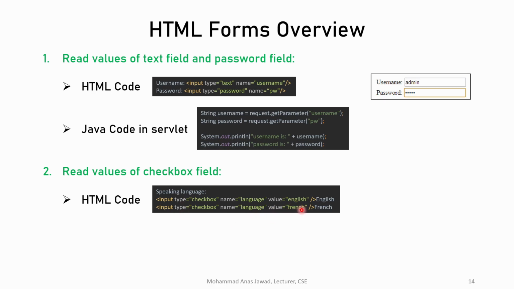So after compiling this, this is what we will get. All right. So in this case, you can see that we have the speaking language text here, and we have 2 checkboxes, one for English and one for French.